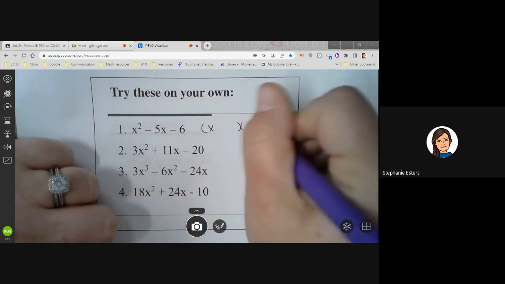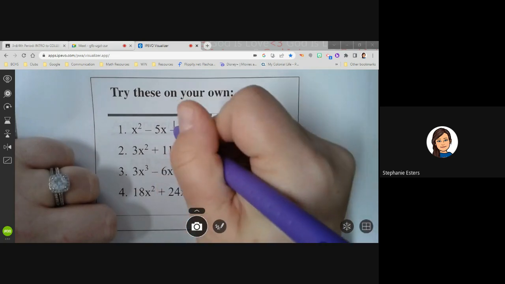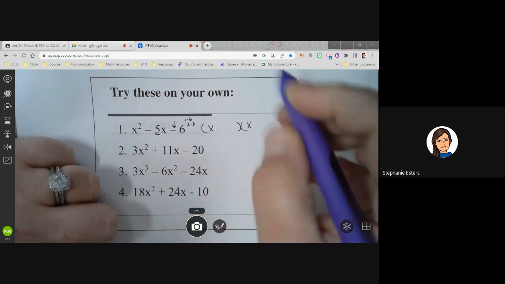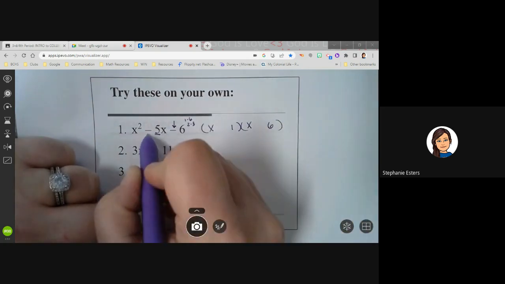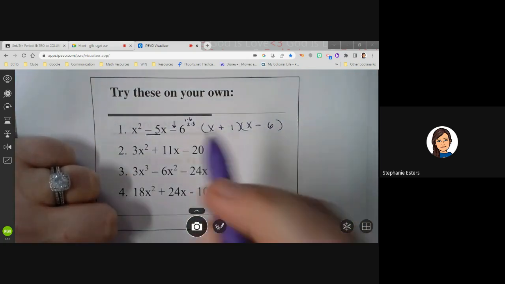Factors of x squared are x and x. Factors of 6 are either 1 and 6 or 2 and 3, but I need them to subtract and give me 5, which means it's going to be the 1 and the 6. To get a negative 5, the 6 needs to be negative and the 1 needs to be positive.